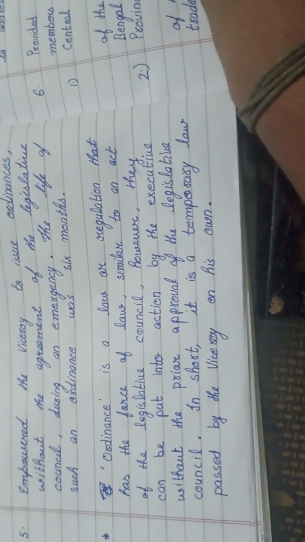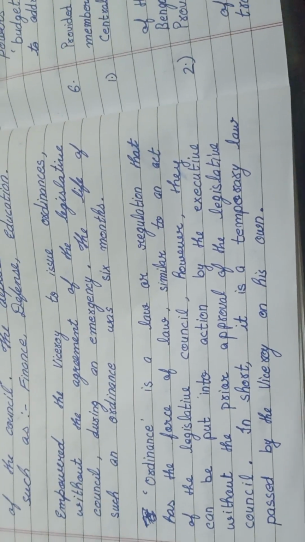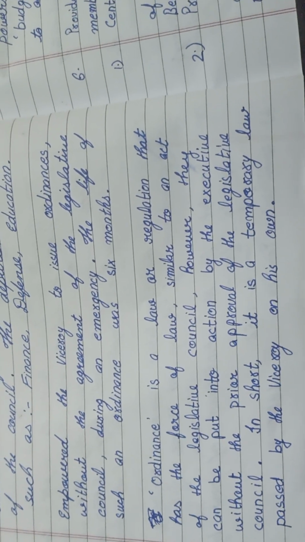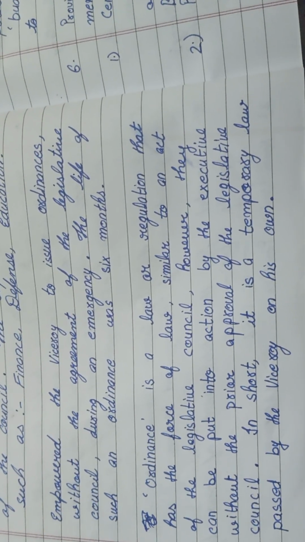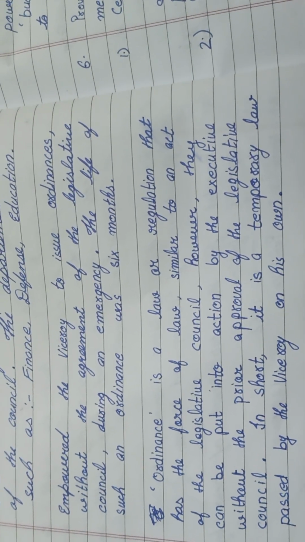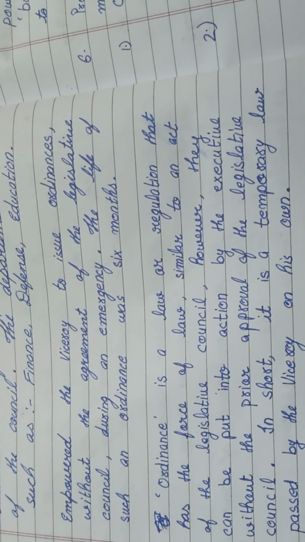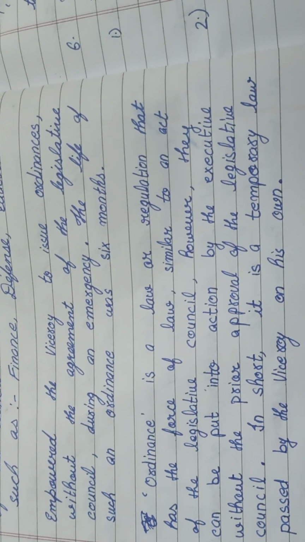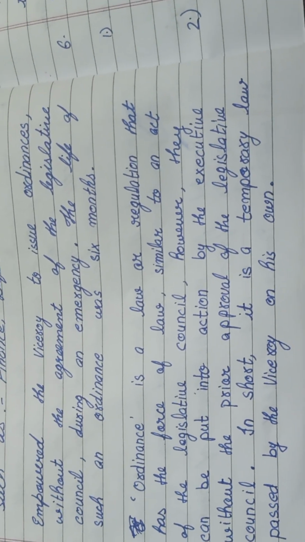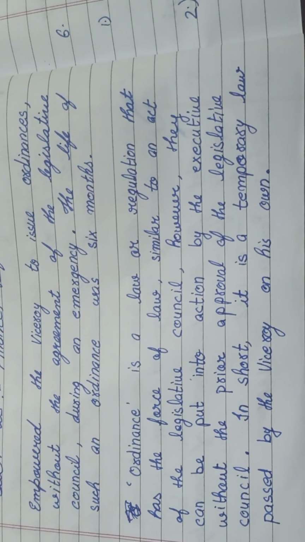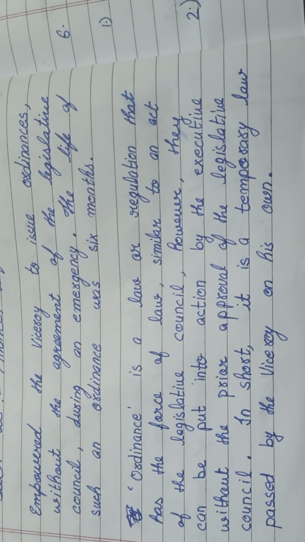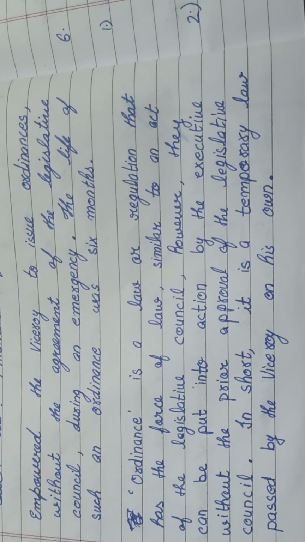Now let us understand what an ordinance is. So an ordinance is basically a law or regulation that has the force of law. It's basically the same as a law, similar to an act of the legislative council. It's very similar to how a complete legislative council sits up and passes an act. So it means that it has the same power as that of an actual act. However, they can be put into action by the executive without the prior approval of the legislative council.